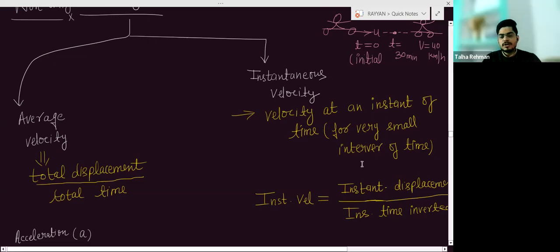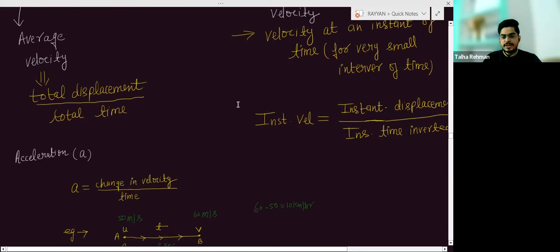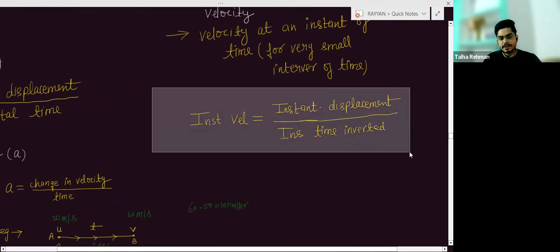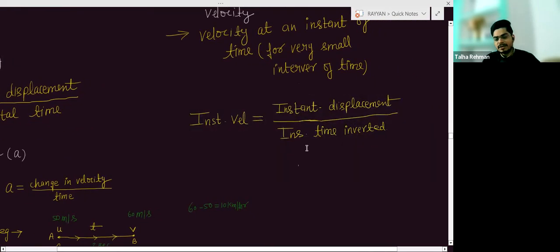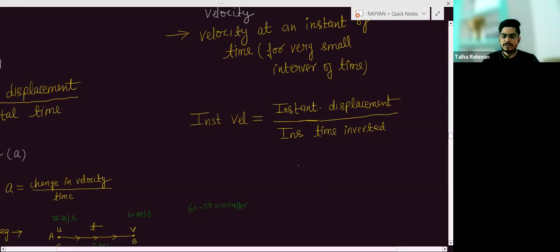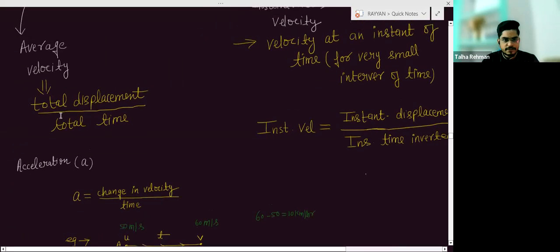So for a small interval of time, instantaneous velocity can be defined as instantaneous displacement divided by instantaneous time. Basically, this is calculated by the differentiation method that is not part of your syllabus. When you go for higher study, there you will study that. We will focus more on the average velocity.